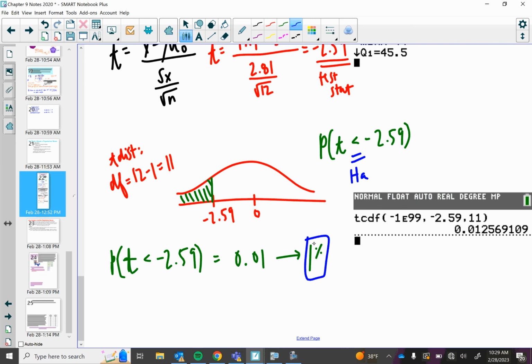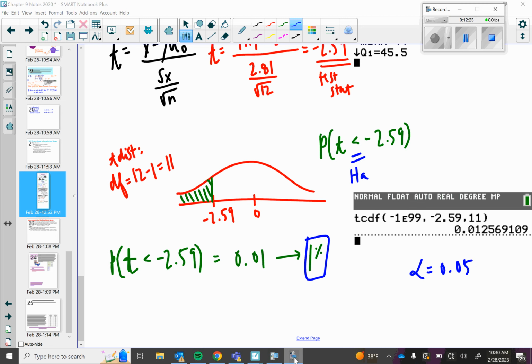We were not given a significance level, so we can't necessarily make a conclusion here, but if we had used a significance level of 5%, we would reject the null. We would say we have evidence to believe that this radio station is playing less than 50 minutes per hour. Tune in for the next example in a little bit.